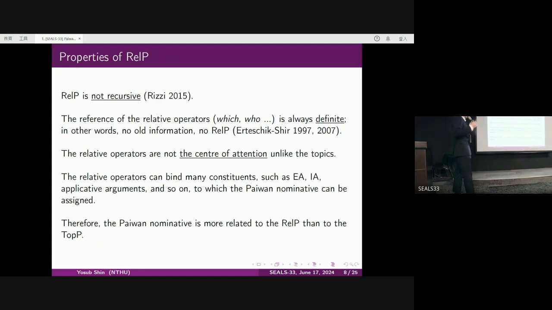They basically don't function as the center of attention, just like the nominative case, according to various kinds of previous studies in information structure. And the relative operators can bind many kinds of constituents like the external, internal, and even applicative arguments, just like we can assign the nominative case to all these kinds of arguments almost freely as long as the agreement relations are kept. So if we compare the relative operators and the topics from the perspective of the cartographic approach, then we must say that the Paiwan or the Austronesian nominative argument is actually more similar to the relative operators rather than to the topics.